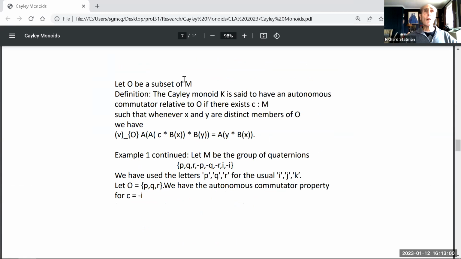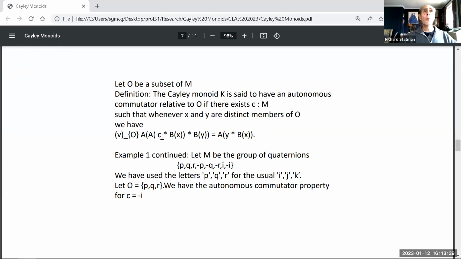So there are an awful lot of Cayley monoids just under those definitions, but we're looking for something a bit more. So let O be a subset of M. The Cayley monoid K is said to have an autonomous commutator relative to O if there's an element C such that whenever X and Y are distinct members of O, then, if we're thinking of this as the application operation, C applied to X, then applied to Y, is the same thing as Y applied to X. That's the way we should be reading it.